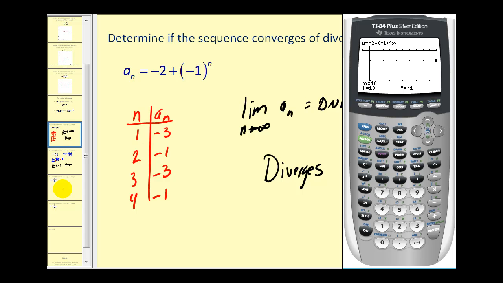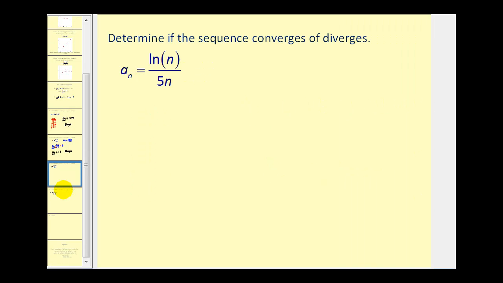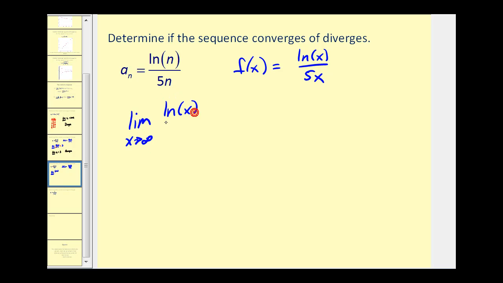Let's go and take a look at a couple more of these. Here we have a sub n is equal to natural log n divided by 5n. Let's let f of x equal natural log x divided by 5x. And again, notice that f of n would equal a sub n. So we'll take the limit of this function as x approaches infinity, and that'll help us determine whether the sequence converges or diverges. So in many cases, this just becomes a review of finding limits.